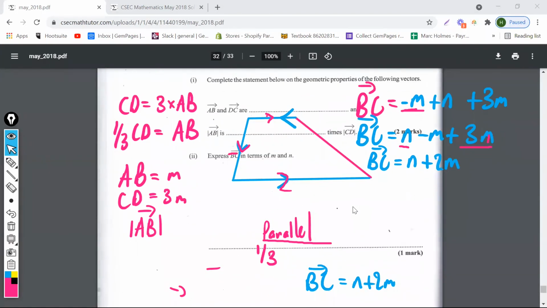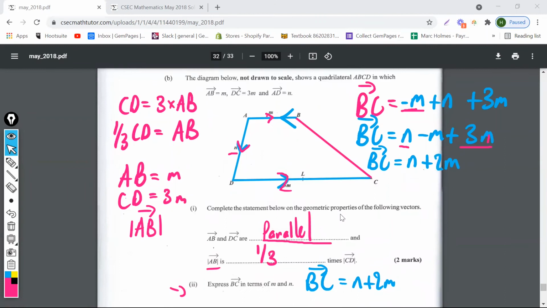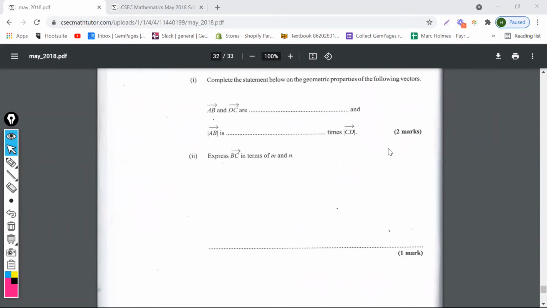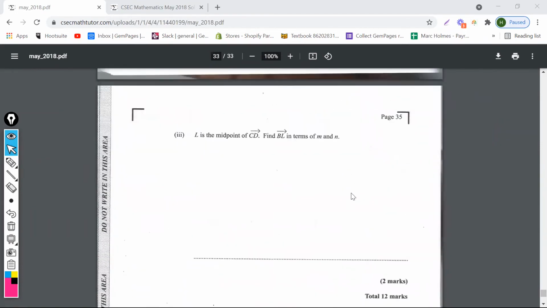Not too hard, right? So that covers the first part of the question, guys. That's pretty easy. Only 3 marks for that section though.